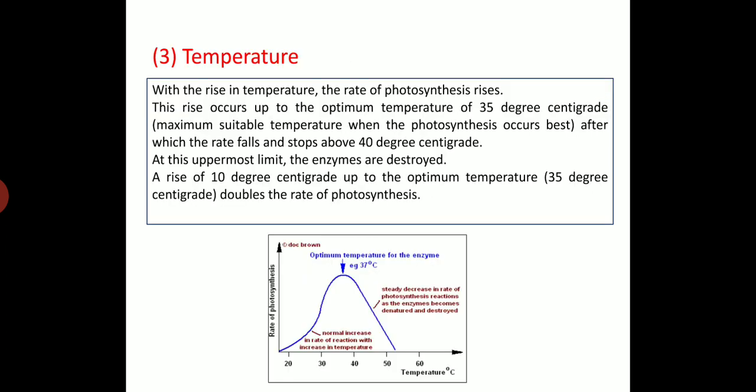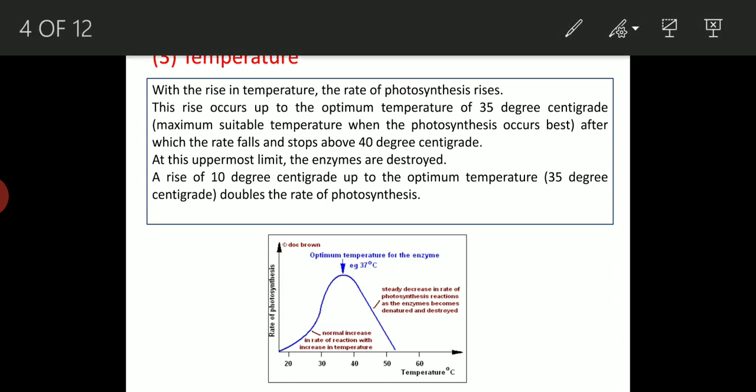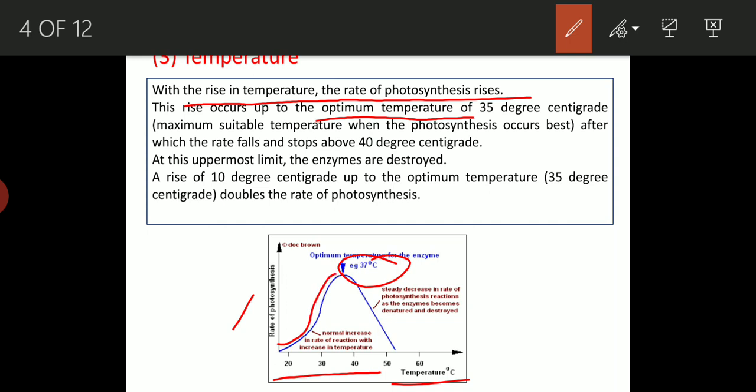Next is temperature. Now, with the rise in temperature, the rate of photosynthesis will also increase, but this will increase up to an optimum temperature. The optimum temperature can be 35, or say here in this graph it's 37. See, in the x-axis there is temperature and in the y-axis there is rate of photosynthesis. See, as the temperature is increasing 20, 30, 40, the rate of photosynthesis is increasing, but this increases up to an optimum temperature of 35 or 37.